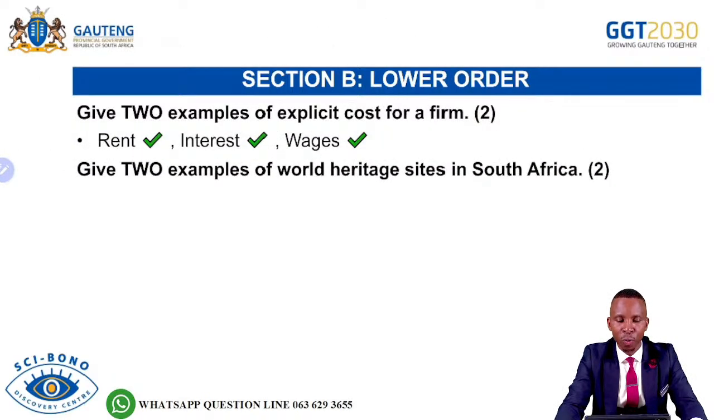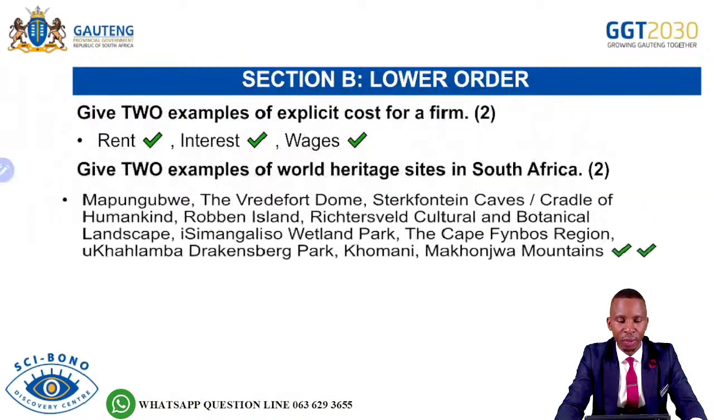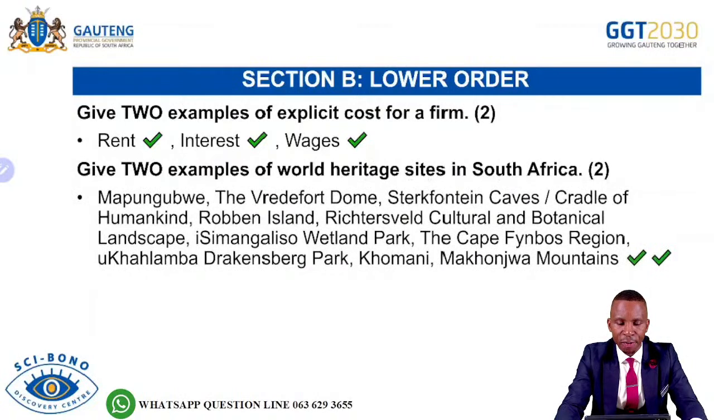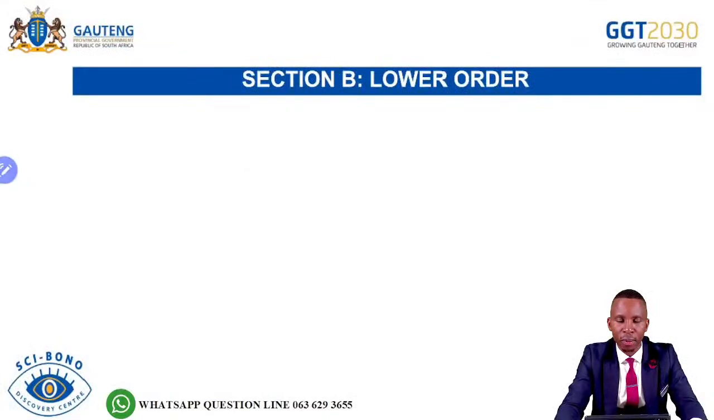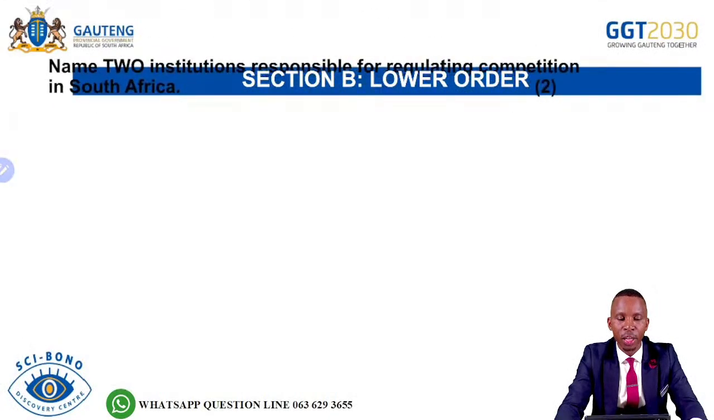Give 2 examples of World Heritage Sites in South Africa. There are so many. Let's check. We have Mapungubwe, the Vredefort Dome, Sterkfontein Caves, Cradle of Humankind, Robben Island, Richtersveld Cultural and Botanical Landscape, iSimangaliso Wetland Park, the Cape Floral Region, uKhahlamba Drakensberg Park, Khomani, Makhonjwa Mountains. So there are so many. You just have to be able to list according to your content. Then we continue in section B, the lower order.